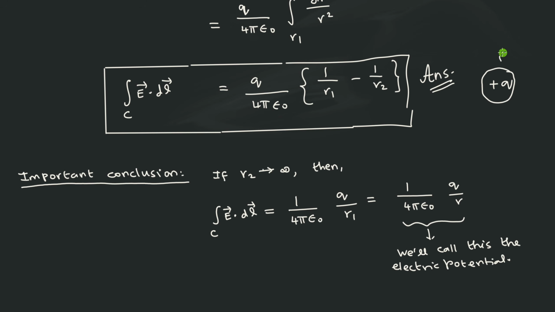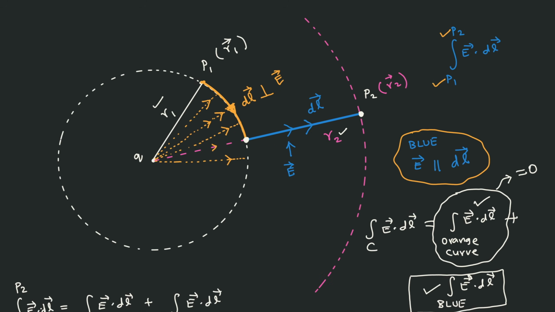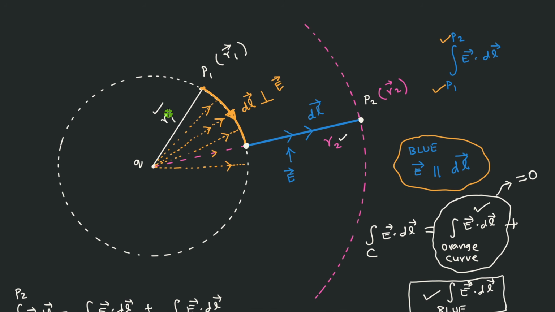The second point is that R1 is less than R2. That should be clear, otherwise I'll just go back here. So this is R1, the smaller radius. This is R2, the pink circle, the larger radius. So this is small radius to bigger radius.